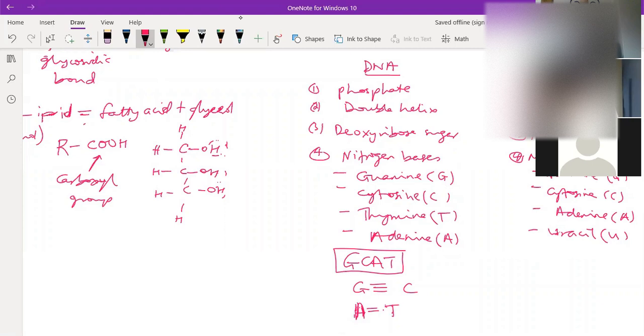When you come here, you have guanine with cytosine. And adenine will now go with uracil, double hydrogen bonds like that. So remember this for questions as well.